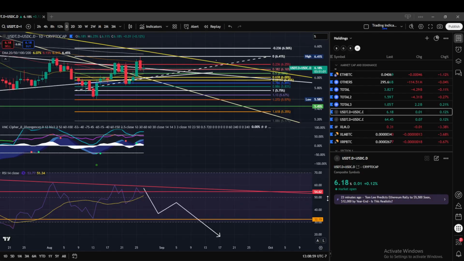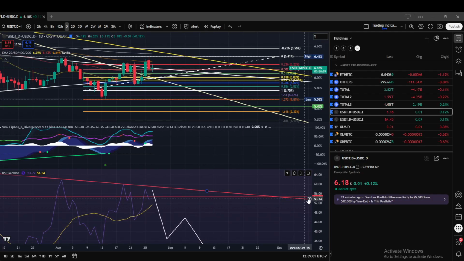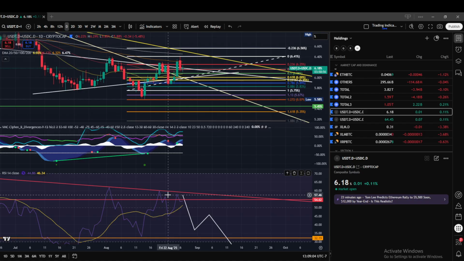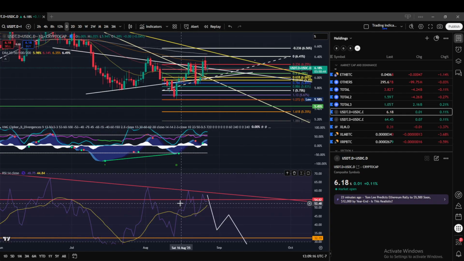The RSI on the daily doesn't look great. We're posting lower highs. Okay, lower highs. And I think this is a 628, 631. This is bearish divergence. See what I'm saying, ladies and gentlemen?